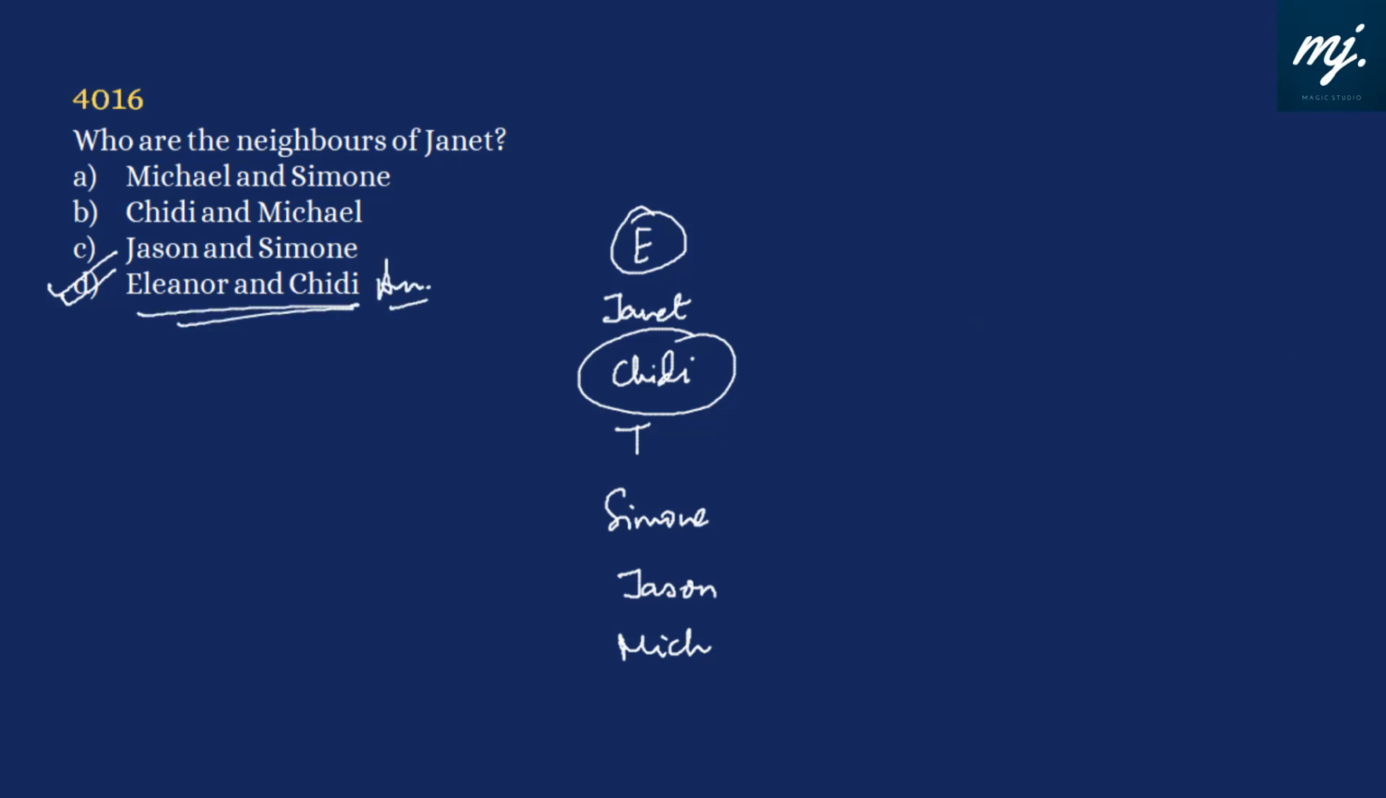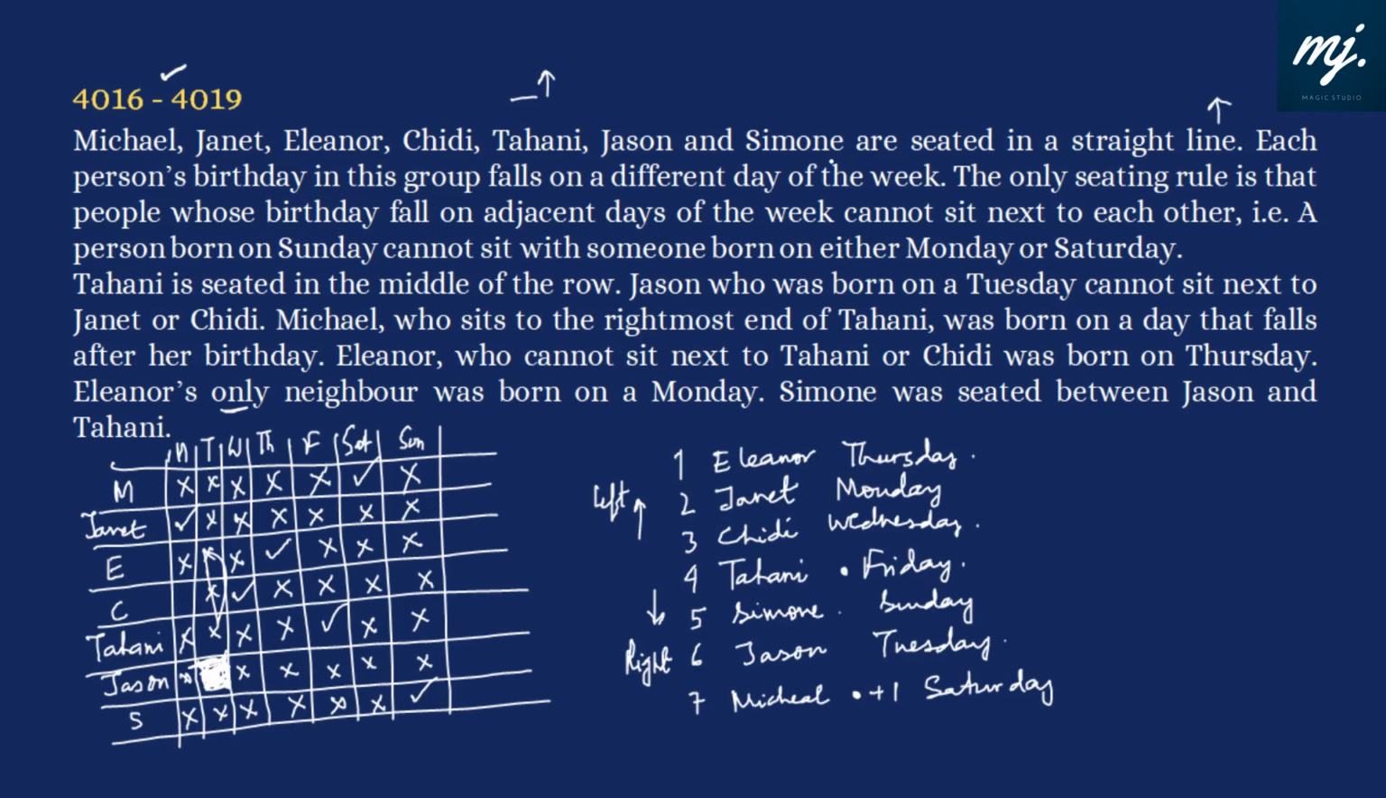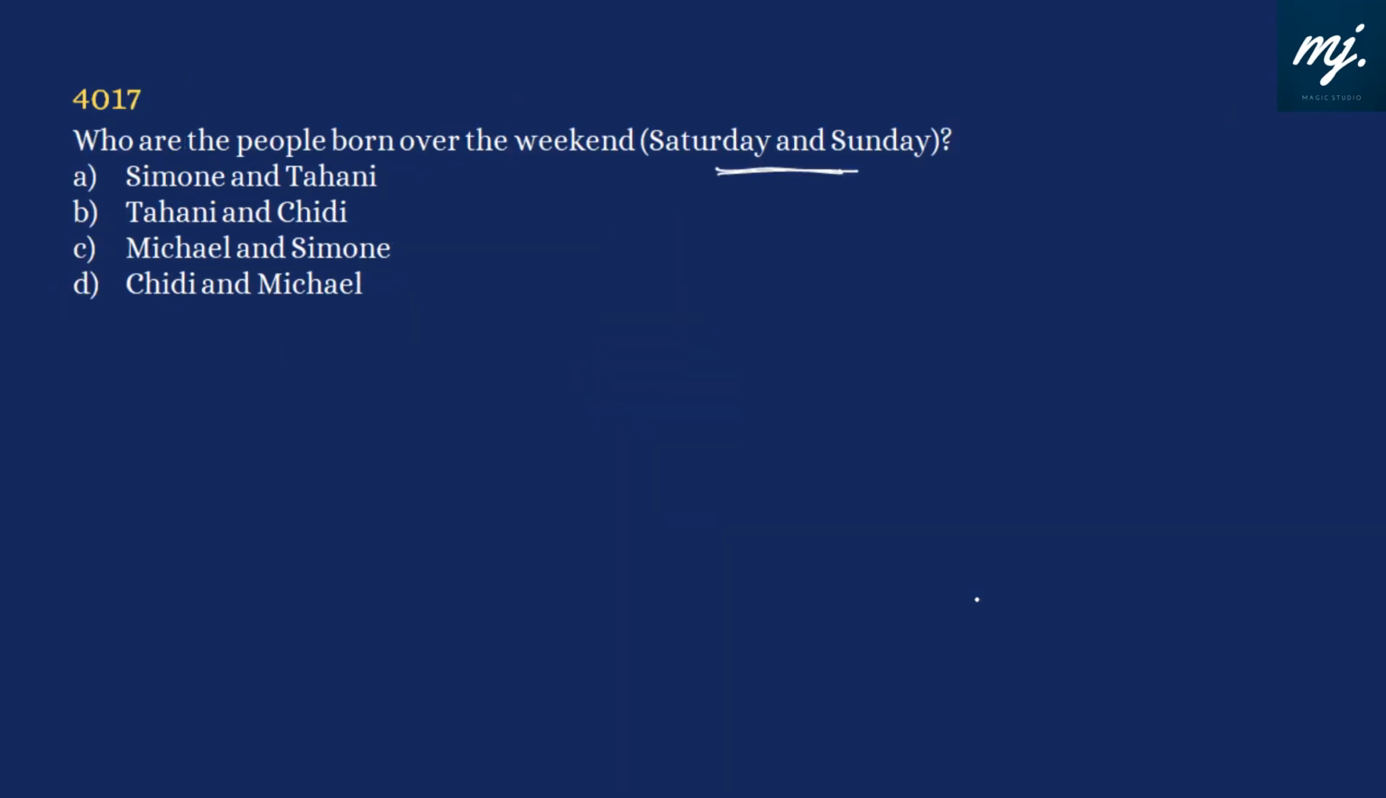Next question. Next question here is, who are the people born over the weekend? That is Saturday and Sunday. If we go back to our solved situation, Saturday is Michael and Sunday is Simon. So the pair we are looking for must be Michael and Simon, and that is in option C. So the pair born over the weekend is Michael and Simon.